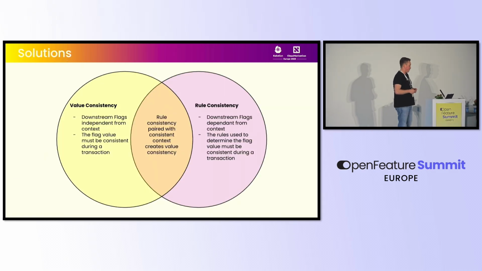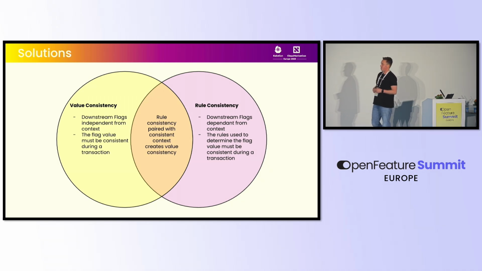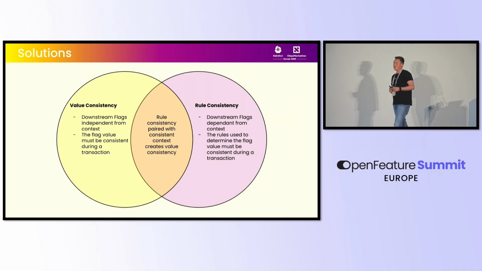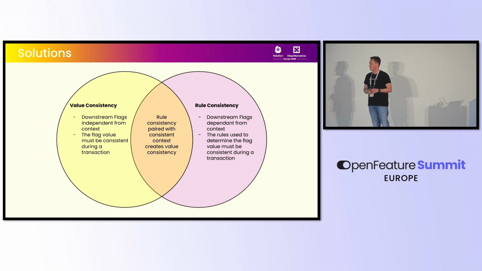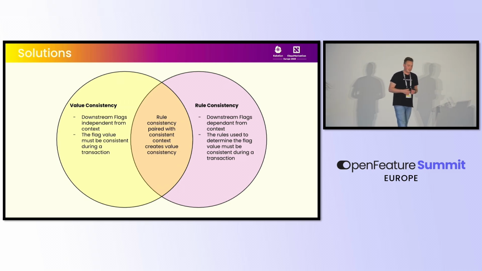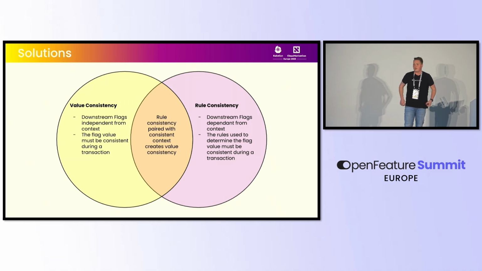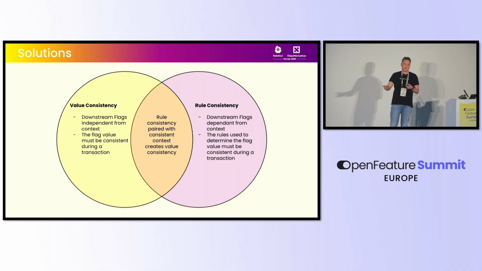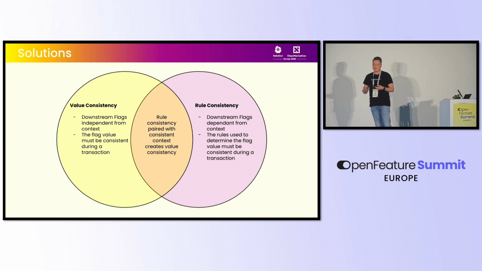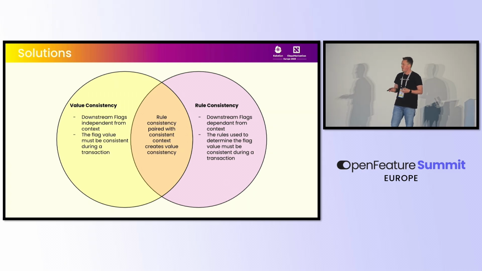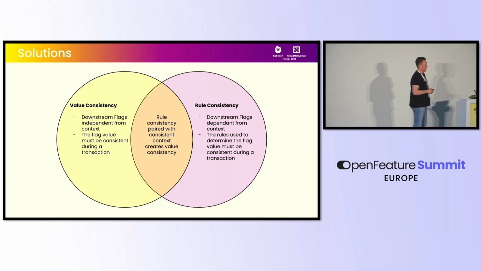So when we talked about consistency, it made sense for us to think about two different kinds of consistency. One, which we see as the strongest kind of consistency in feature flagging, is what we call value consistency. In value consistency, we define that the downstream flags and the downstream evaluations should come to exactly the same value. So in this case, we ignore changing context, because changing context might change the evaluated flag value.